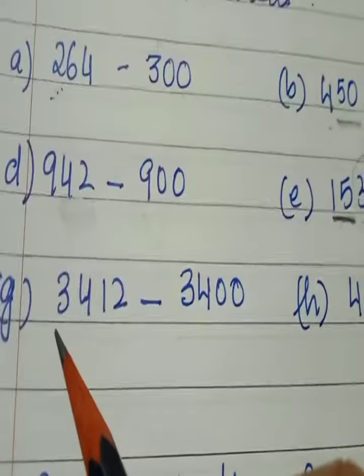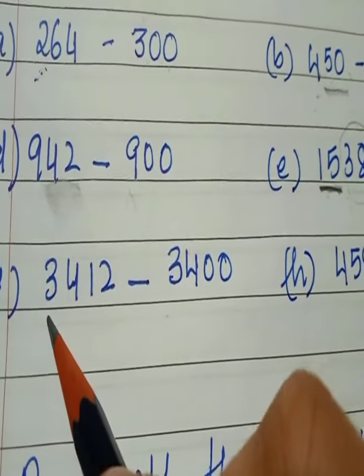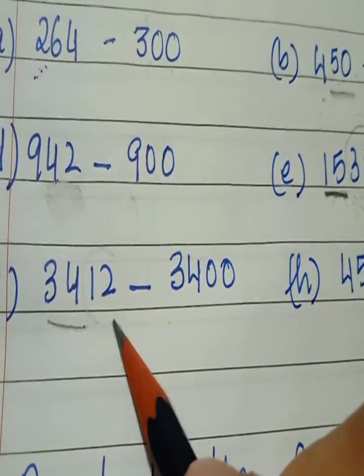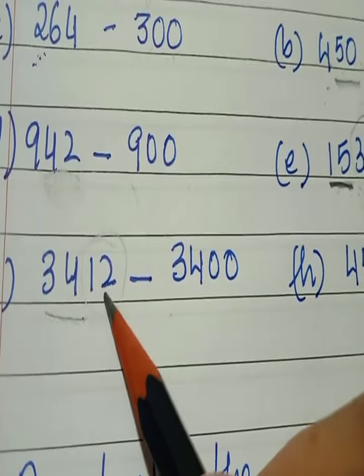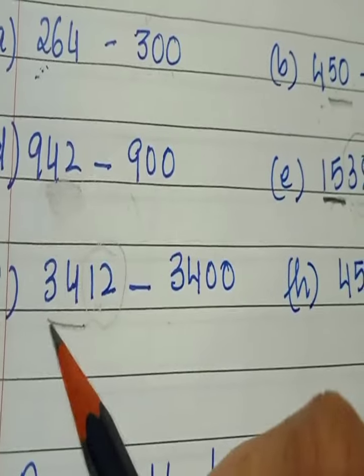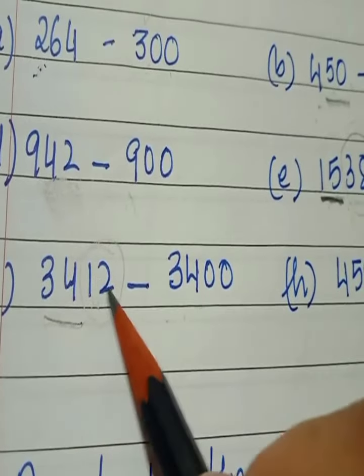In the next case, 3412, we can consider it as 3400, and this will be the decider of the number. Since it is much less than 50, nothing is added. 34 remains as 3400, and the tens and the ones are replaced by zeros.